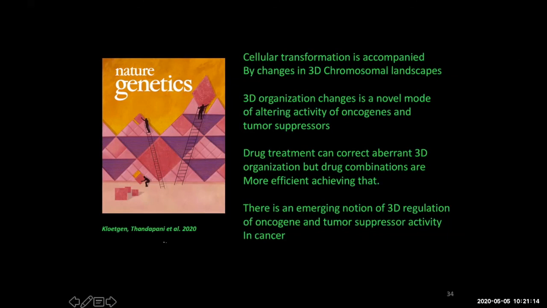The last thing I wanted to mention is that I've shown you some first experiments that show that drug treatment can correct aberrant 3D organization. But we believe that drug combinations are more efficient in achieving that. For example, combining a drug that targets a specific pathway with a more transcriptional or epigenetic regulator like CDK7 could be an interesting approach in this particular disease. So I'm going to stop here.